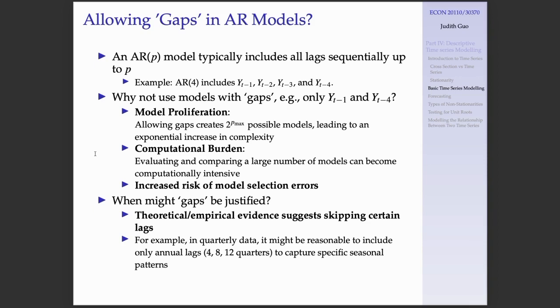But think about it. Imagine if we have 4 possible orders, from AR1 to AR4, and you only want to keep 2 of them. So it's 2 to the power of 4 possible choices that you can choose from. That is computationally heavy. You don't want to do that. So only allow for gaps if there is a good reason behind it. So that's it for model selection.